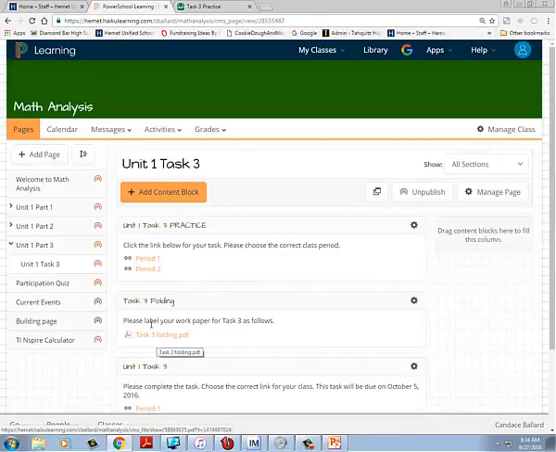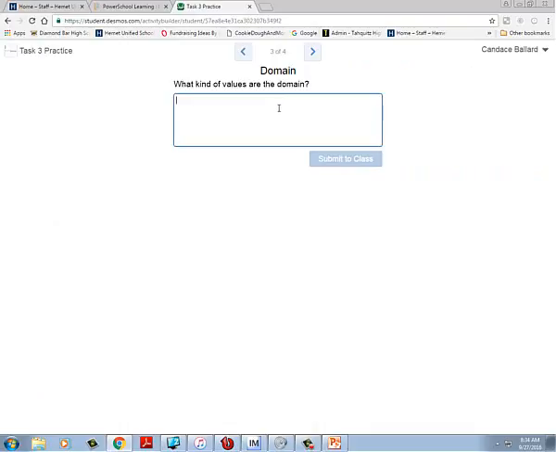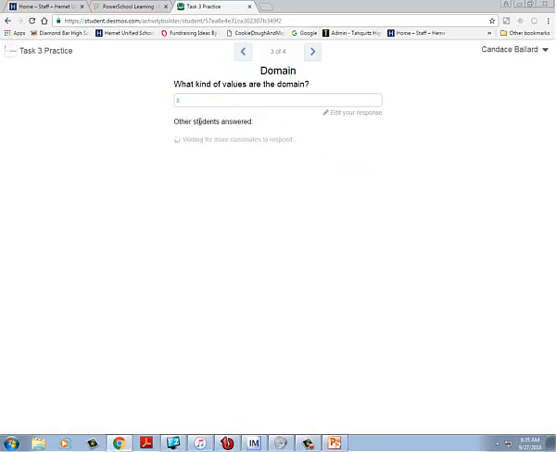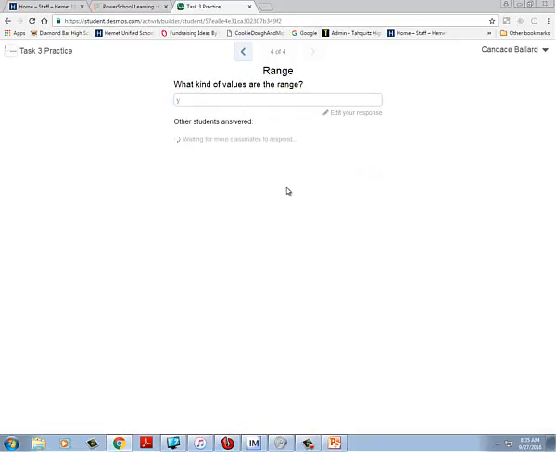So everybody grab that task 3 folding. Oh wait, I wasn't done yet. I'm sorry. There were 2 more slides, weren't there? Okay. So it says, what kind of values are the domain? I'm giving you hints to what you need to do for the advanced piece. X values, right? And then click submit. I'm going to go to the next one. What kind of values are the range? Y's. Okay. And then that's it, right?